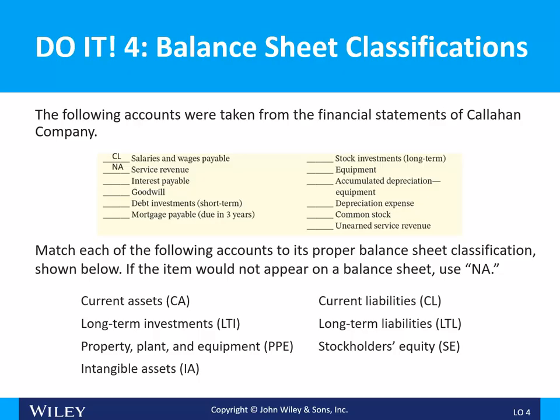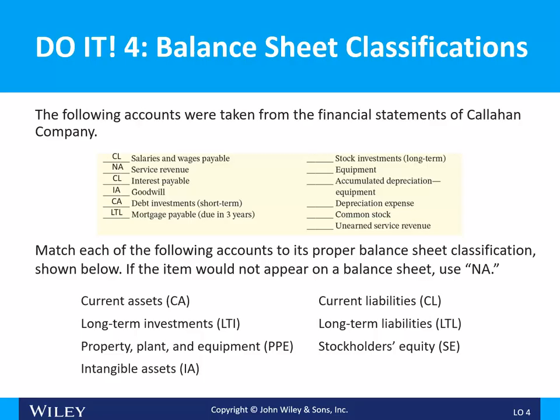Interest payable, current liability. Goodwill, again, that's one of those new terms, and that's an intangible asset. Debt investments, short term. I'll help this out here. Let's use short term, so it's going to be a current asset. If it just said debt investments, or debt investments long term, that would be a long-term investment. Mortgage payable, which is due in 3 years. Again, the description gave us a little bit of a hint here. That's a long-term liability because it's more than a year away.